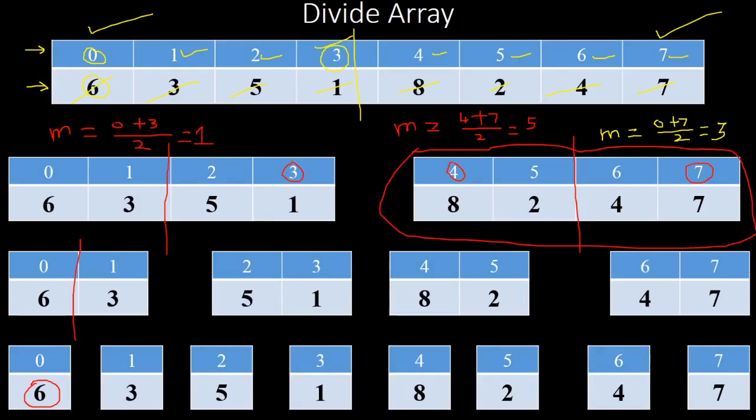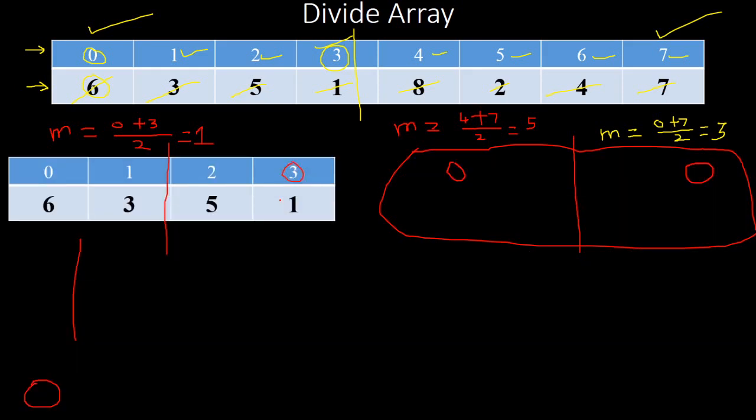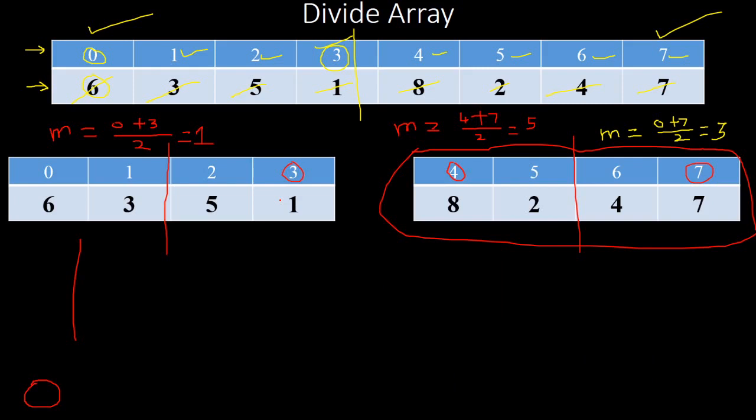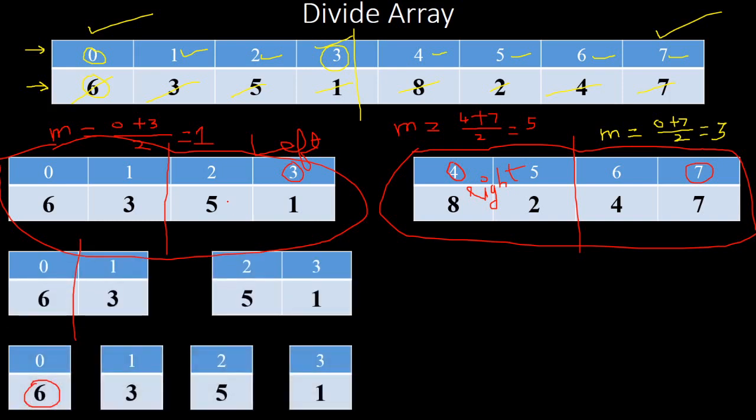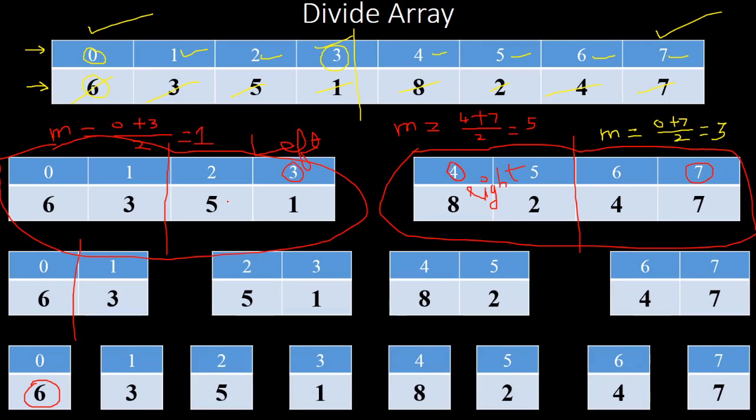See, in the previous slide you have seen that the array is divided into two parts. You have divided the left part array as well as the right part array, and both arrays are divided into two parts. This array is further divided into two parts, and this array is again divided into two parts. So this process of dividing goes on on both sides, left and right.